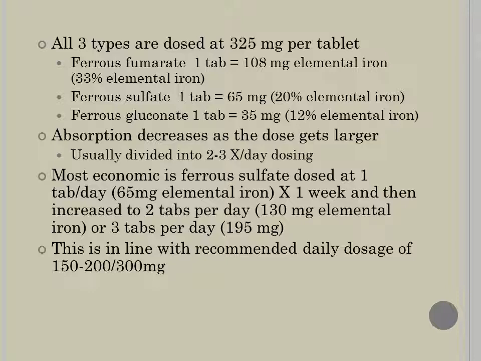The most economic is your ferrous sulfate dosed at 1 tab a day, and you can do that weekly, and then you can try to do that for a week, give them 1 and then increase it to 2 and then increase it to 3. And what this does is helps the body to adjust to the changes, and they don't seem to get constipated as much as they do if you really blast them with the 3 times a day. And this is really in line with your 150 to 300 milligram daily dosing.